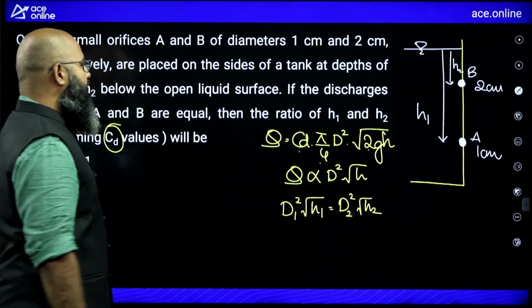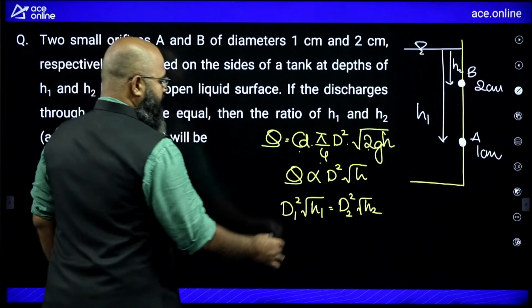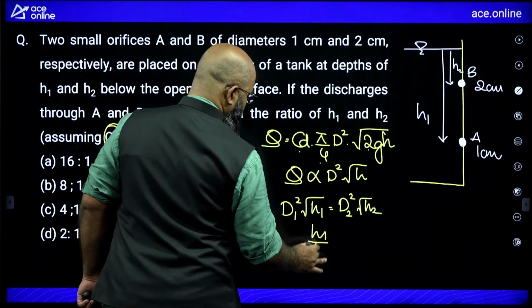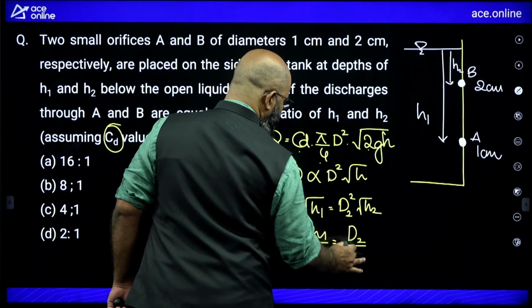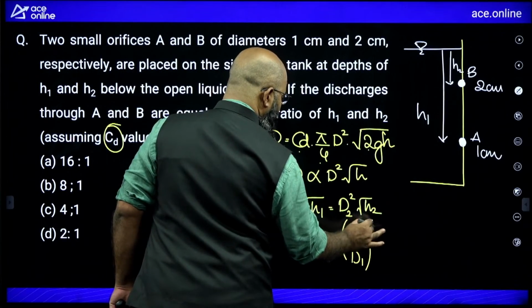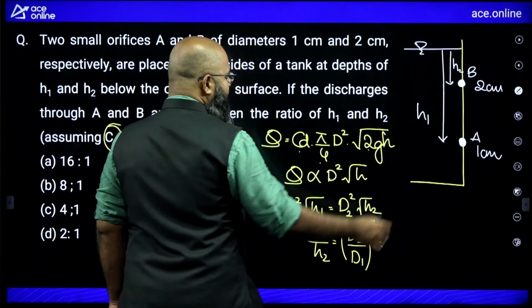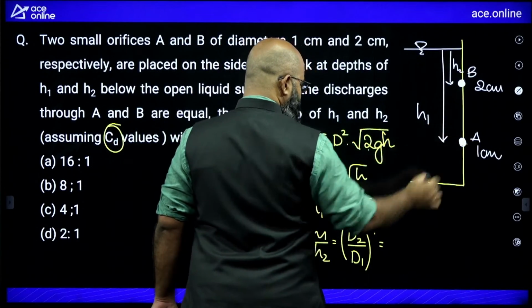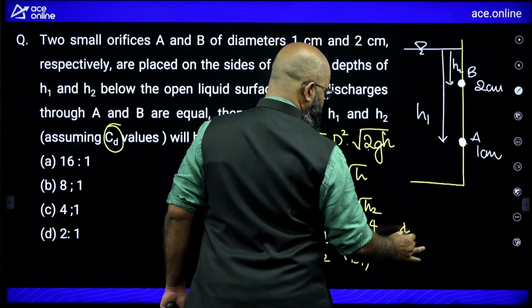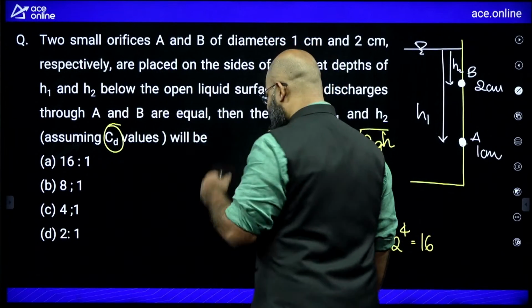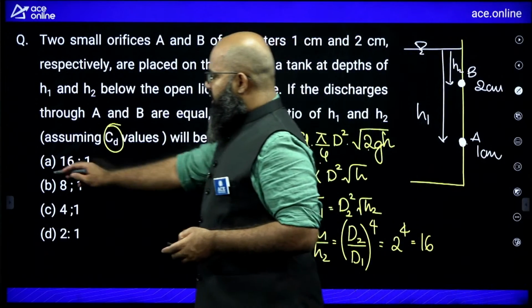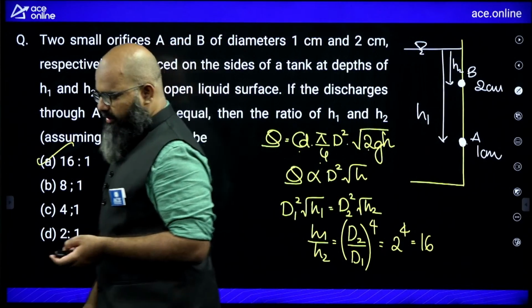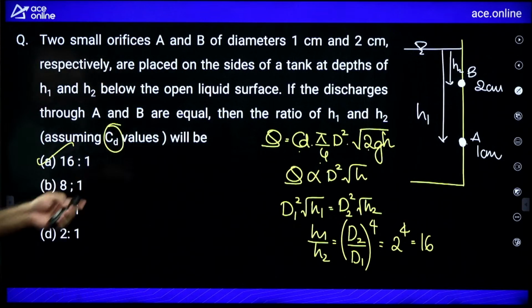The question is asking over here h1 upon h2. I can say from here h1 upon h2 is equal to d2 upon d1 whole power 4. d2 is 2, d1 is 1, so 2 power 4, this is supposed to be equal to 16. The answer is 16:1. Option A would be a correct answer over here. I hope this is clear to all of you. You can see the working ones.